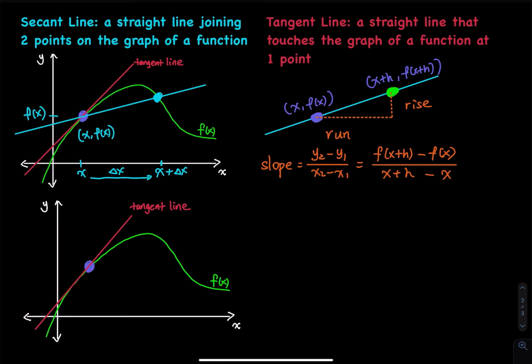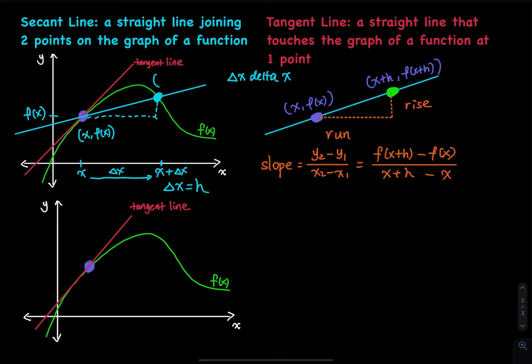Or sometimes in some textbooks, they just let delta x equal h. Some textbooks use h, some textbooks use delta x. If you are not comfortable with that, you can just use delta x. So let's label this. This is called delta x. Delta x means change of x. So from this point to this point, the run is delta x, and then you have to go a few units up. Then what is the coordinate of this point?